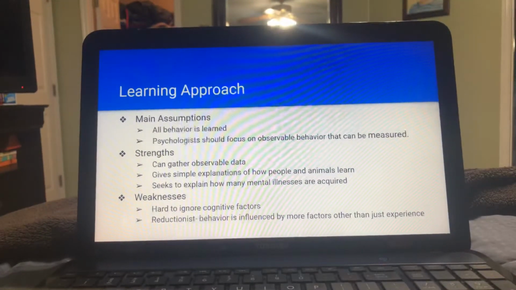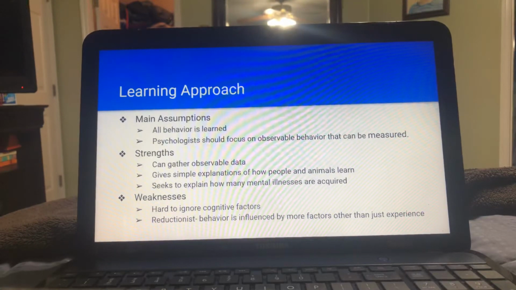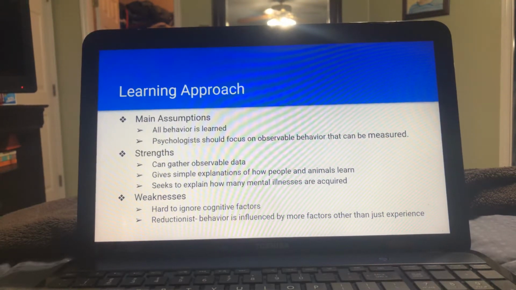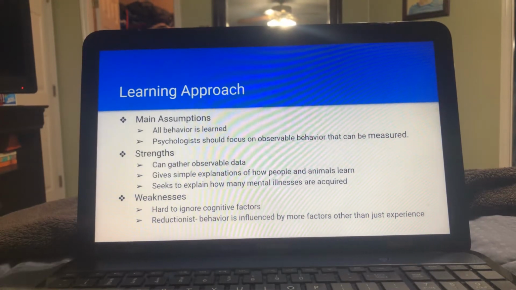The main assumptions of this approach are that all behavior is learned, and psychologists should focus on observable behavior that can be measured. The strengths of this approach include that it can gather observable data, it gives simple explanations of how people and animals learn, and it seeks to explain how many mental illnesses are acquired. Some weaknesses are also that it is hard to ignore the cognitive factors, and it is reductionist, which means behavior is influenced by more factors other than just experience.